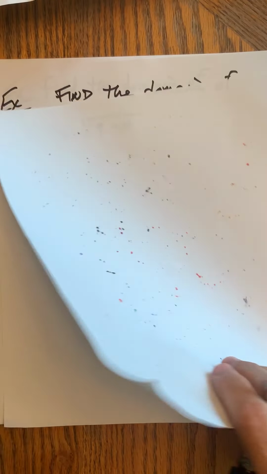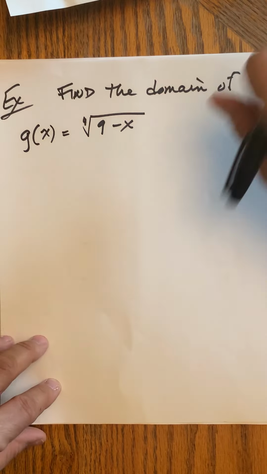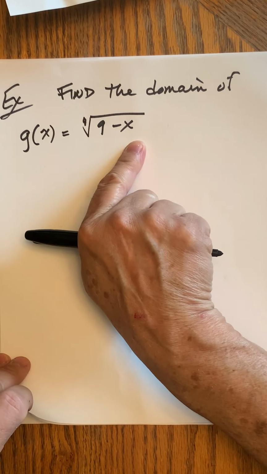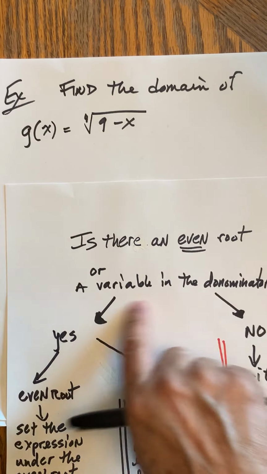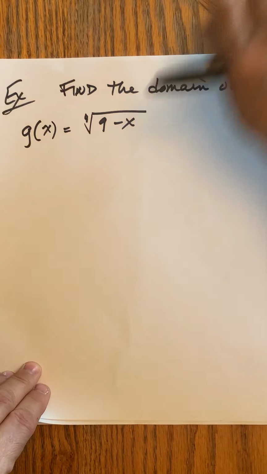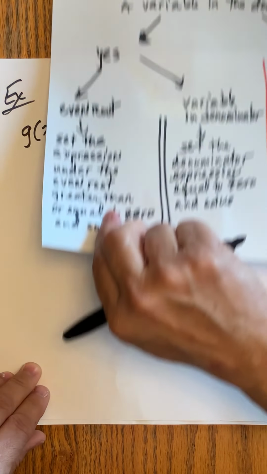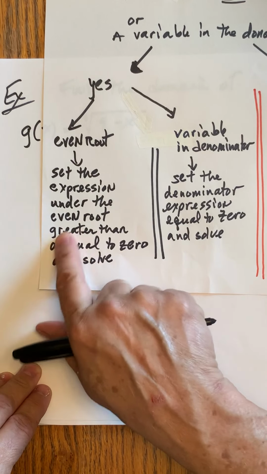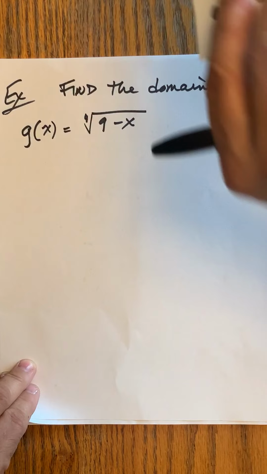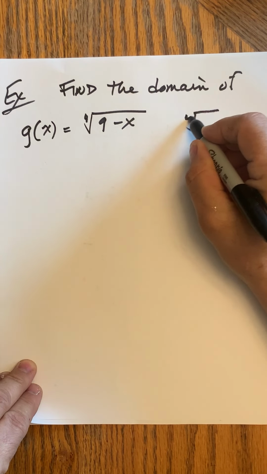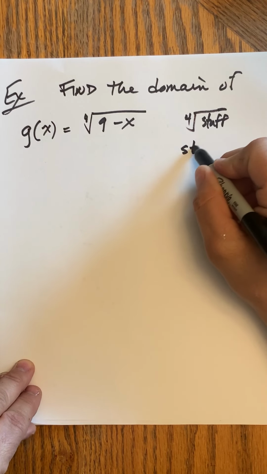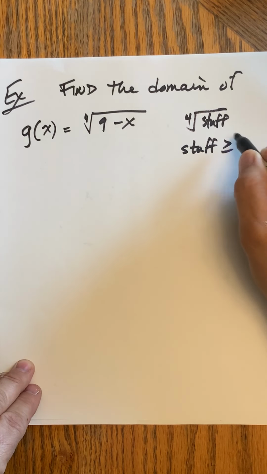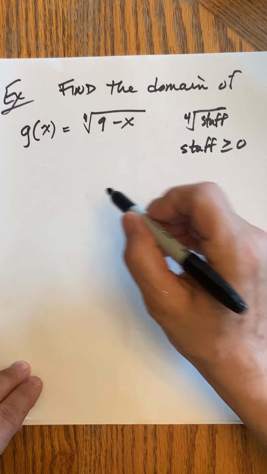All right, let's take a look at this example. Find the domain of the 4th root of 9 minus x. So again, I'm always asking these two questions. Is there an even root or is there a variable in the denominator? In this case, yes, there's an even root. So I have to set everything in the expression that's under the root greater than or equal to 0. So I kind of say, I'm really taking the 4th root of stuff, if you will. And what I have to do, I have to set stuff greater than or equal to 0, whatever's there. So my stuff is 9 minus x.